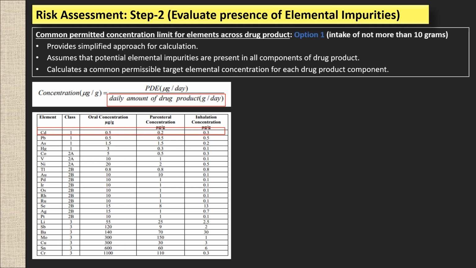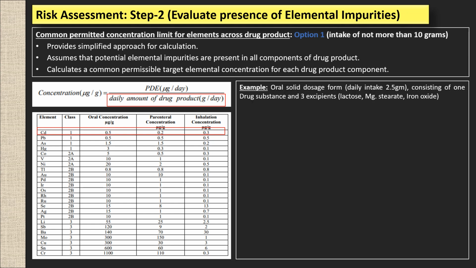So the allowed concentration of cadmium is 0.5, which is 0.2 for parenteral and 0.3 for inhalation. If we see, the ICH Q3 has provided an example where they have given a consideration of an oral solid dosage unit, whose intake is 2.5 mg, and it consists of one drug substance and 3 excipients, for example lactose, magnesium stearate, and iron oxide.